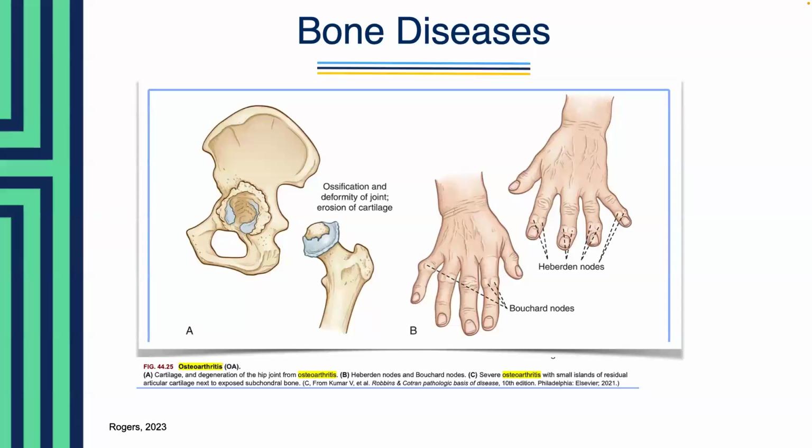Now let's compare and contrast osteoarthritis versus rheumatoid arthritis. In figure 44.25, we see an image of osteoarthritis. We know osteoarthritis is an age-related joint disease that is also a degenerative joint disease, which is mechanical. It causes inflammation of the synovial joints, where there's a loss or degradation of articular cartilage, remodeling of bone, sclerosis of underlying bone, and even the formation of bone spurs or osteophytes, which can cause deformities.